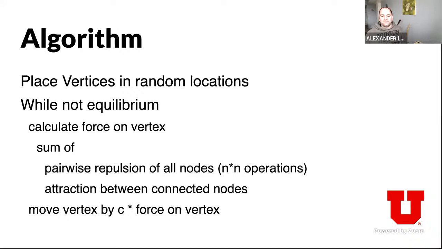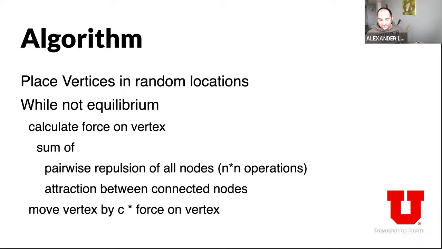Then in this while loop, while we haven't reached equilibrium, we calculate the force on a vertex. The force is the sum of the pairwise repulsion of all nodes, so you have to compute the repulsion between each pair of nodes. That means it's n times n operations, which already hints that this isn't going to be super fast. And then we have the attraction between connected nodes. That's the force acting on a particular vertex. When you have that force, you move that vertex by a constant multiplied by that force in the direction of the force. You keep doing that until you reach equilibrium or some other termination criterion, like an absolute number of iterations.